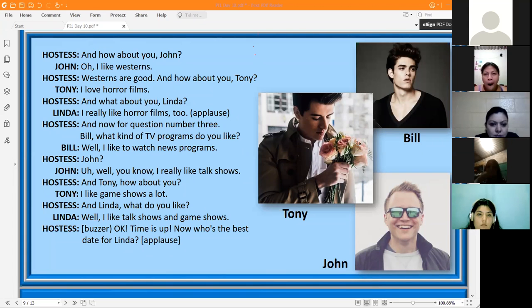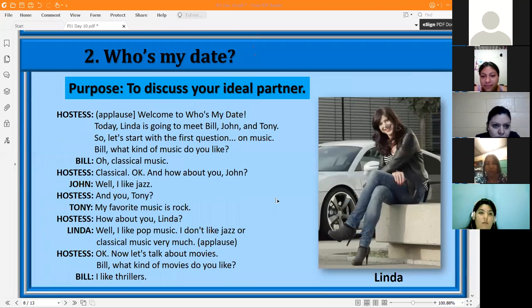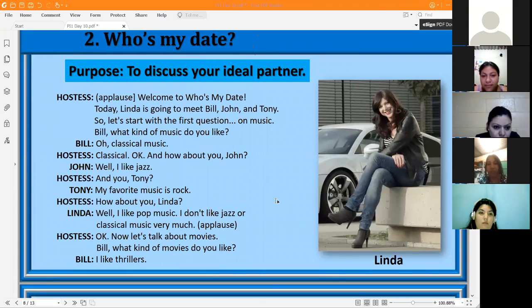So I think that Tony is ready with the flowers, okay? He has his flowers ready for Linda, which is cute, okay? Very cute. Now let's see, we have other volunteers for the second round.